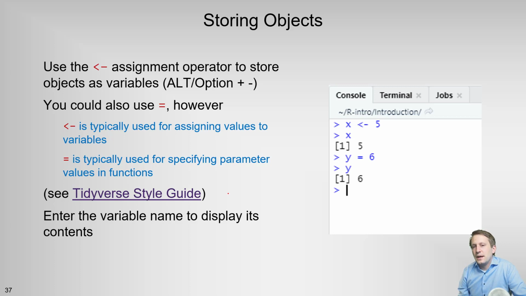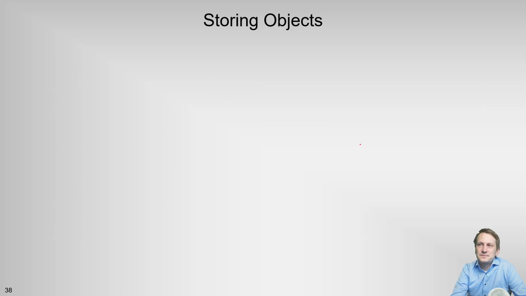Once you enter the variable name, it will display its contents on the console itself. So that's what you see here. Assigned 6 to y, the improper way here. Once you type in y, you see its contents. Here it's done the proper way with the proper assignment operator.